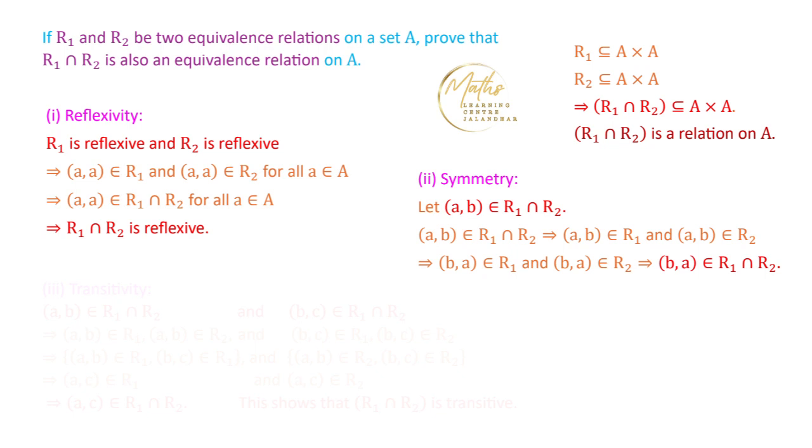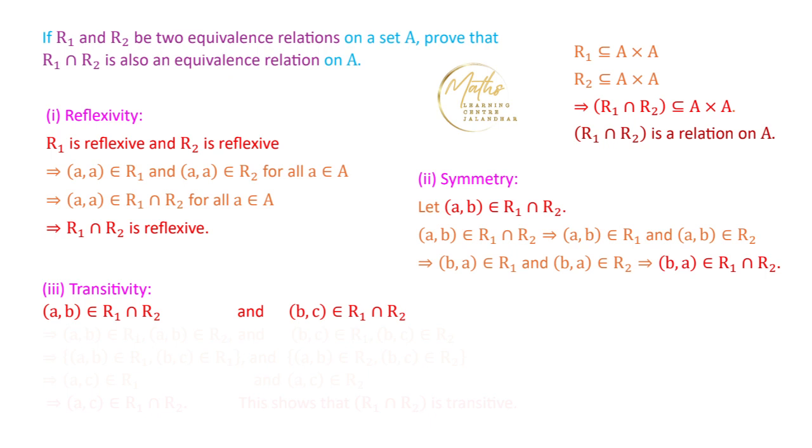Now the next thing we have to prove is transitivity. It is given that R1 and R2 are equivalence relations, which means they are also transitive. To prove transitivity, we consider two elements. We say (a, b) belongs to R1 intersection R2. We consider another element, (b, c), which belongs to R1 intersection R2. Now to prove that this is transitive, we have to prove that (a, c) belongs to R1 intersection R2.